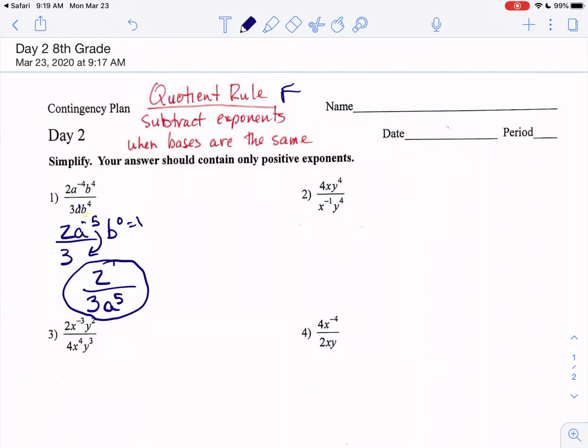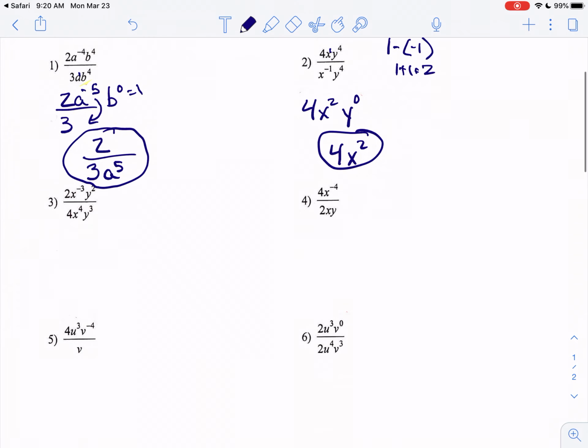All right, with number 2, I'm going to do the same thing. My 4 is just the base, so I'm going to write 4. Then x is really like x to the 1. So 1 minus -1. Now that one is a tricky one, so I'm going to actually write it out. 1 minus -1. But then I see a minus next to a negative sign, so it becomes 1 plus 1. Which equals 2, so x squared, and then 4 minus 4 is 0, so y to the 0 power, but we know anything raised to the 0 power is 1, so my final answer is 4 times x squared. All right, next.